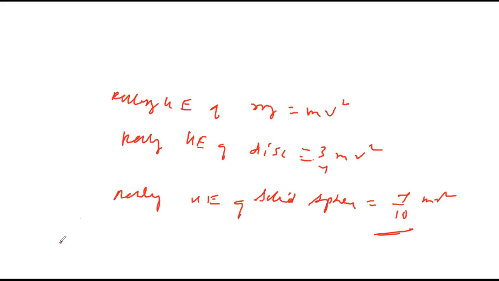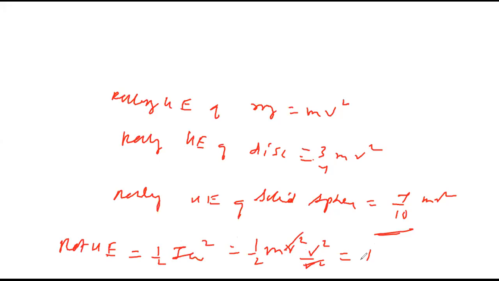At the instant, rotational kinetic energy will be half I omega square, which is half m r square into v square by r square. That means it will become half mv square rotational kinetic. And translational is also half mv square. Translational kinetic energy is half mv square for all bodies. So this ratio is 1:1. Half mv square upon half mv square is 1:1. And rolling total kinetic energy is mv square.